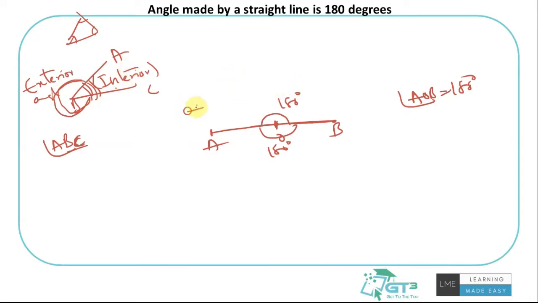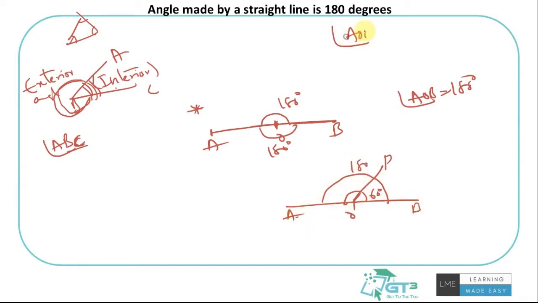So the key point here is that a straight line angle is 180. If I say angle AOB, and let's say POB is 60 degrees, what should this be? If this entire thing is 180, that is, angle AOB is 180, right?